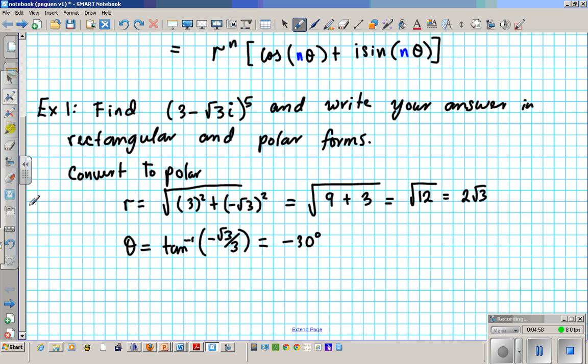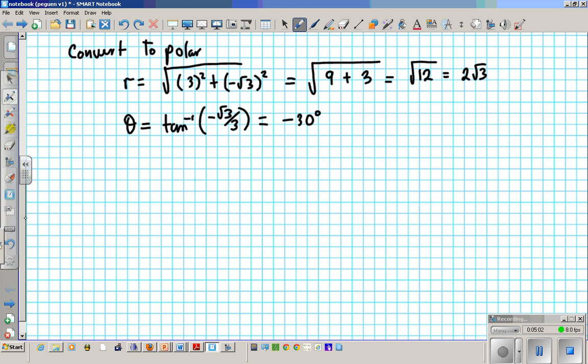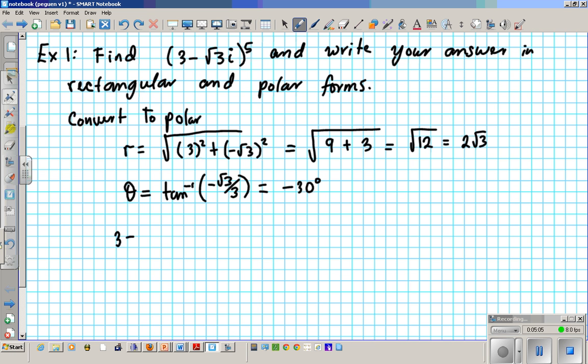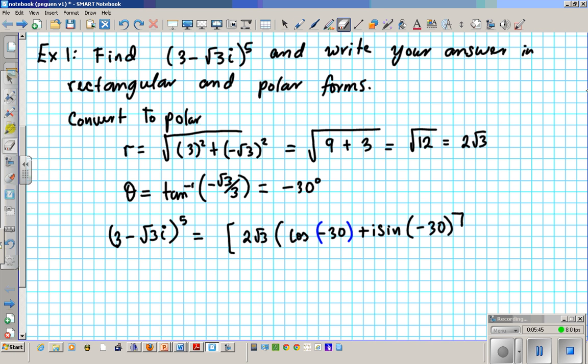So basically the polar formulation of the question is going to be as follows. 3 minus root 3i to the fifth is basically equal to the bracket of 2 root 3 times cosine negative 30 plus i sine negative 30, raised to what power? We're raising that to the fifth power.